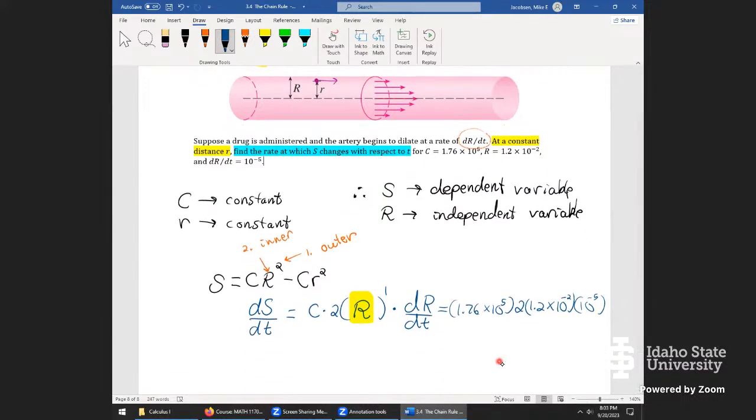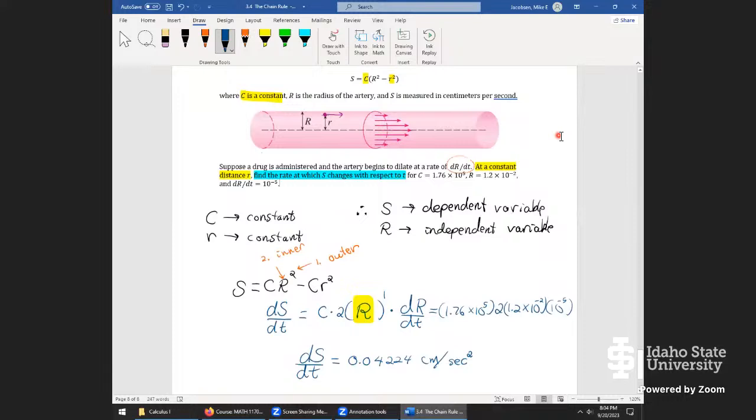And if you crank all this out, we find that ds dt comes out. I put this in a calculator and got 0.04224 centimeters per second squared, which is already kind of a weird concept. If this was the speed and we differentiate the speed, we're getting an acceleration right here. And so that's what we get as the value here. So the rate of change of the speed is acceleration, and that's why there's a power 2 on the seconds on that denominator there. Well, any questions, folks, on running through this application?